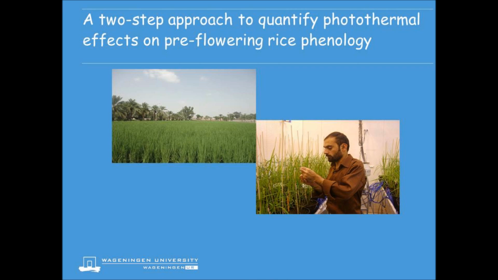So in this study, we followed a two-step approach. In the first step, we determined the photoperiod response by conducting an experiment with different day lengths at a fixed temperature of 26 degrees Celsius. And in the second step, we combined the obtained photoperiod parameters with phenology observations from field experiments to determine the temperature response.